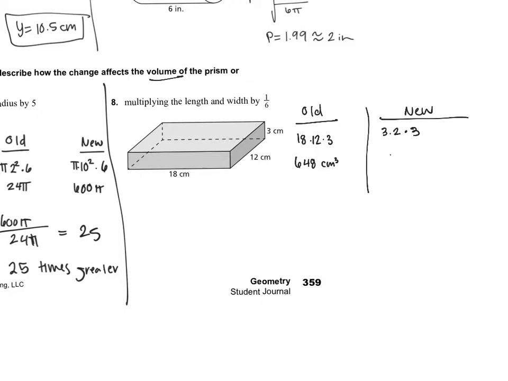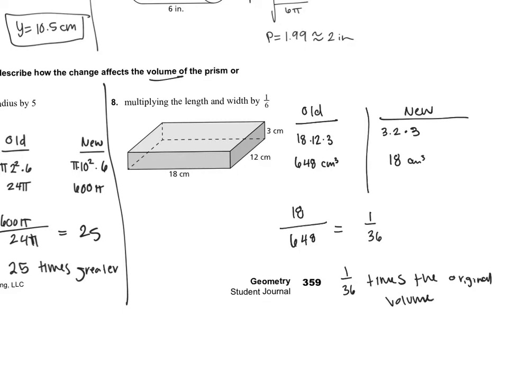So then when I do this, I end up with 18. So again, I'm going to do new over old, so it'll be 18. Forgot to put centimeters cubed. So 18 over 648. When I plug that into the calculator, I end up getting 1 over 36. So then that means that it's going to be 1 over 36 times the original volume. Or you could even say that it's 36 times smaller because it is shrinking by a factor of 1 over 36.